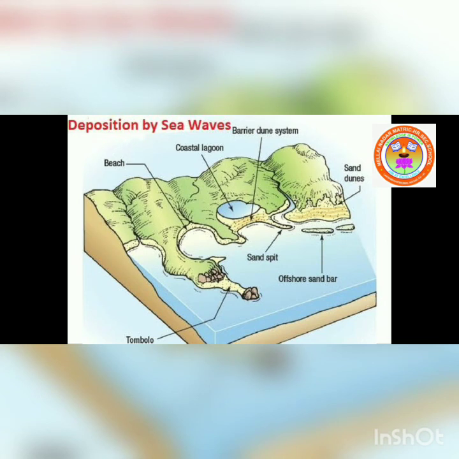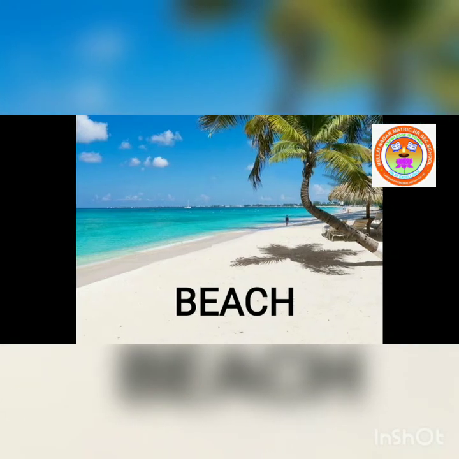Here, deposition by sea waves. Depositional landforms of sea waves. Beach. Here you can see the beach. Sand and gravel are moved and deposited by waves along the shore to form beaches. This is the most dominant and constructive work of the sea. Example, Juhu Beach along the Mumbai coast, Puri Beach in Odisha, and Marina Beach in Chennai.